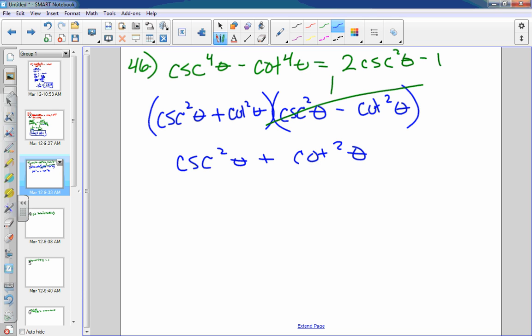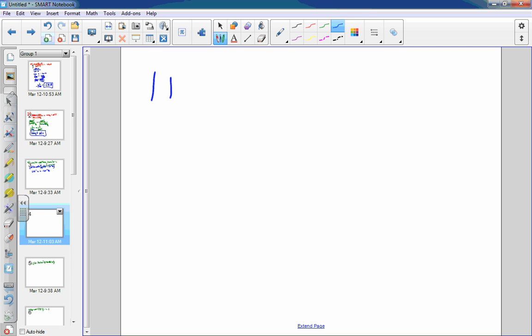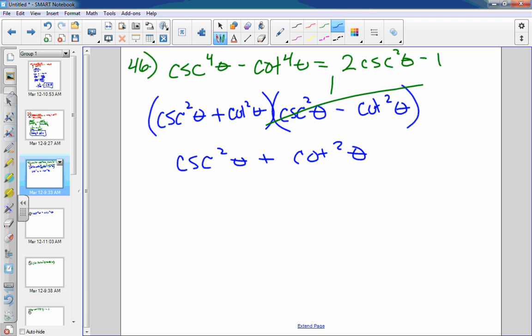I need to solve the identity for cotangent squared. Minus 1. Not everybody was with me on that. So every place I see a cotangent squared, I'm going to replace that with the value of cosecant squared of theta minus 1. Why did I put that in parentheses? Because I substituted in a binomial in place of a monomial. Yes? Do we all understand that?